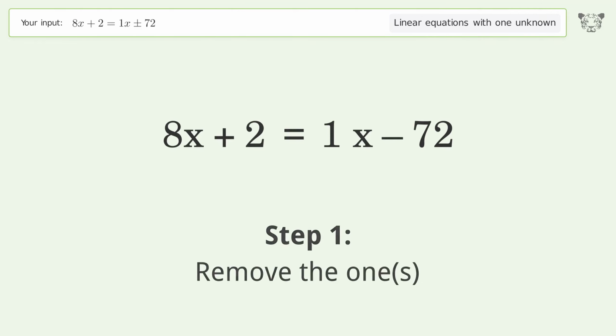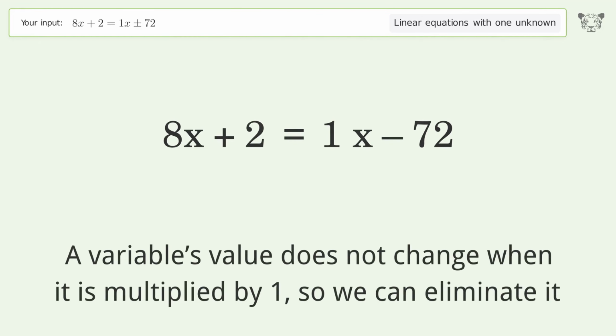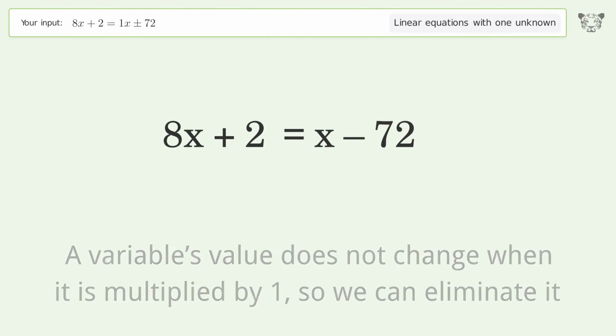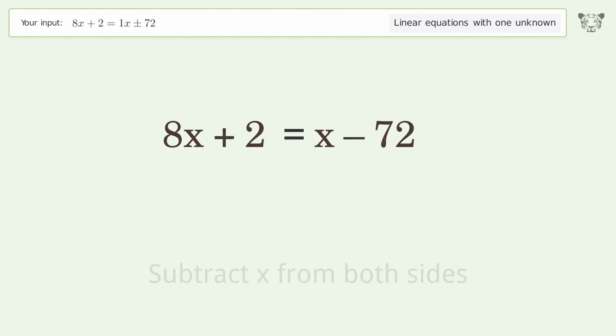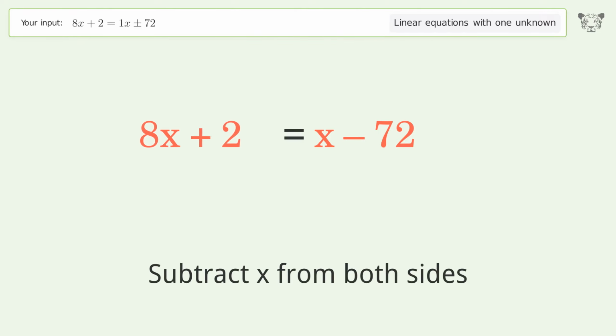Remove the ones. A variable's value does not change when it is multiplied by 1, so we can eliminate it. Group all x terms on the left side of the equation. Subtract x from both sides.